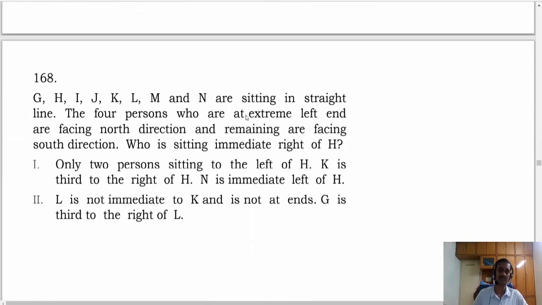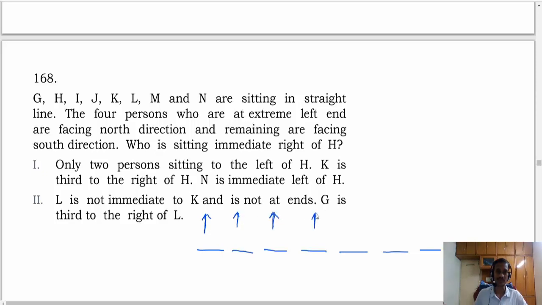Now eight persons are in a straight line. How many members are there? 8 members are in a straight line. 1, 2, 3, 4, 5, 6, 7, 8. Among these 8 members, the 4 persons at the extreme left are facing north, and the remaining are facing south direction. From the left-hand side, 4 persons face north, and from the right-hand side, these face south.